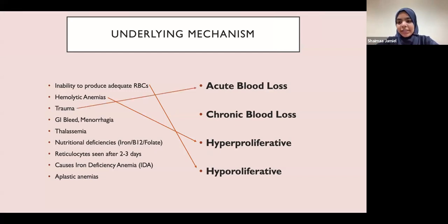Trauma. Acute blood loss. GI bleeding or menorrhagia. Chronic blood loss. Thalassemia. Thalassemia chronic. Oh, no, sorry. Wait, yeah, thalassemia. What does thalassemia belong to? Hypo or hyper? Hypo? Everyone agrees on hypo?